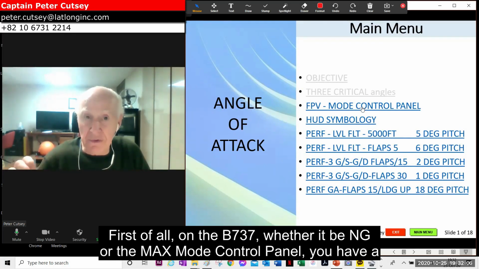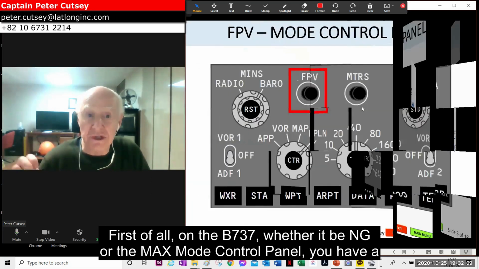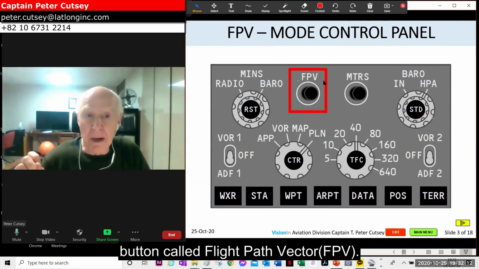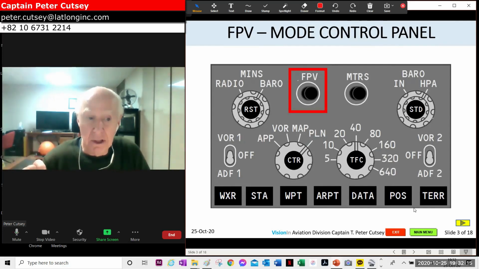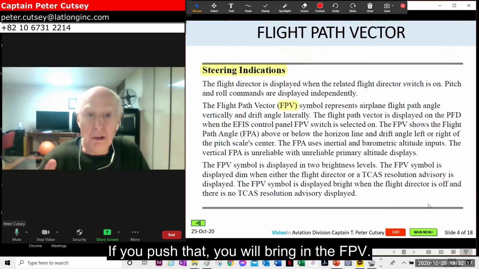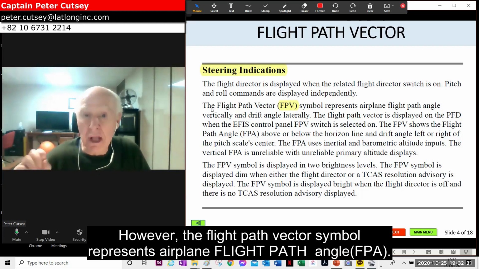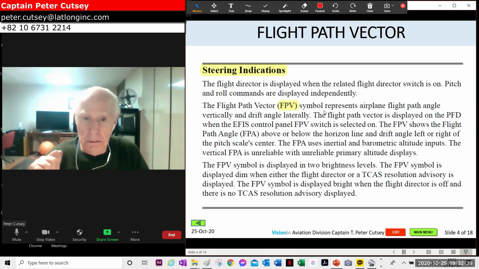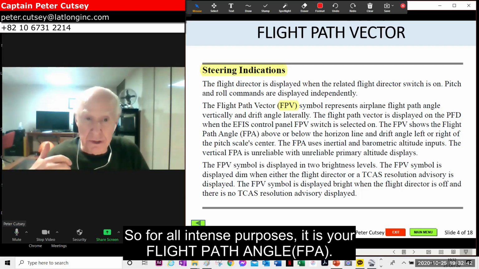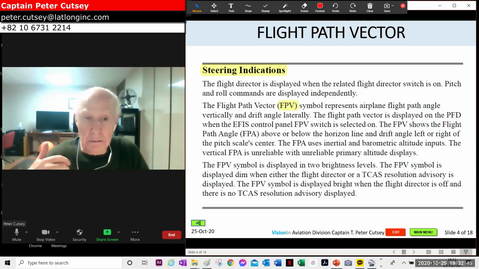First of all, on the 737, whether it be the NG or the MAX, on the mode control panel, you have a button called Flight Path Vector. If you push that, you will bring in the flight path vector. So the flight director is displayed when the related flight director switch is on. Pitch and roll commands are displayed independently. However, the flight path vector symbol represents airplane flight path angle. So for all intents and purposes, it is your flight path angle.